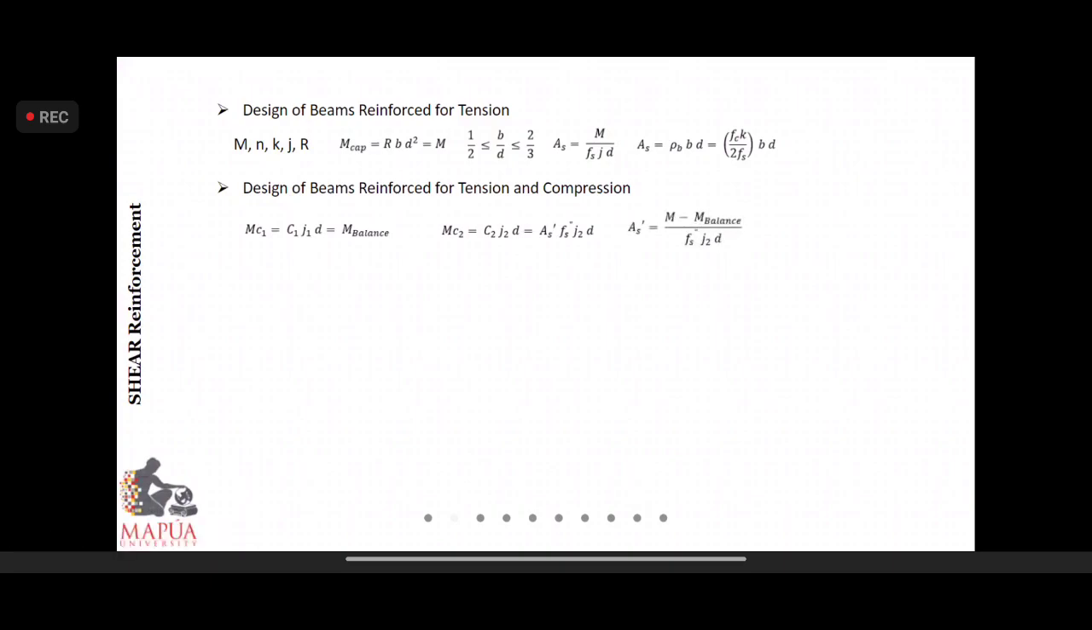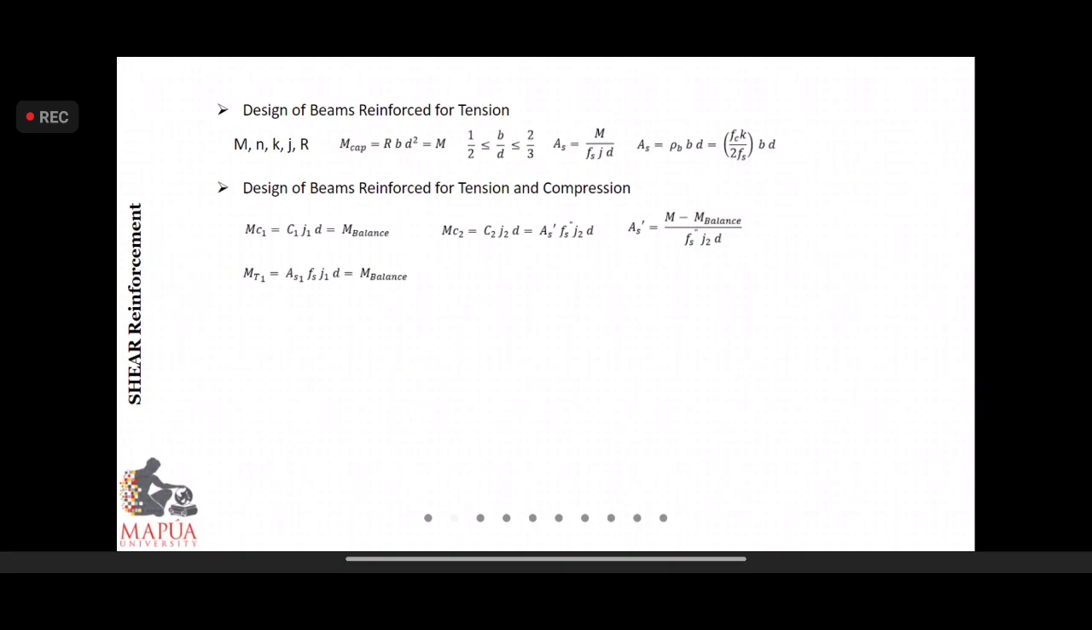C2 j2 d, or As prime fs double prime j2 d. Then we obtain the As prime, that's the ratio of the excess moment, that's the difference of the service and the balanced moment computed, divided by fs double prime j2 d. Well, there is a condition for fs double prime. I believe you know this already at this point.